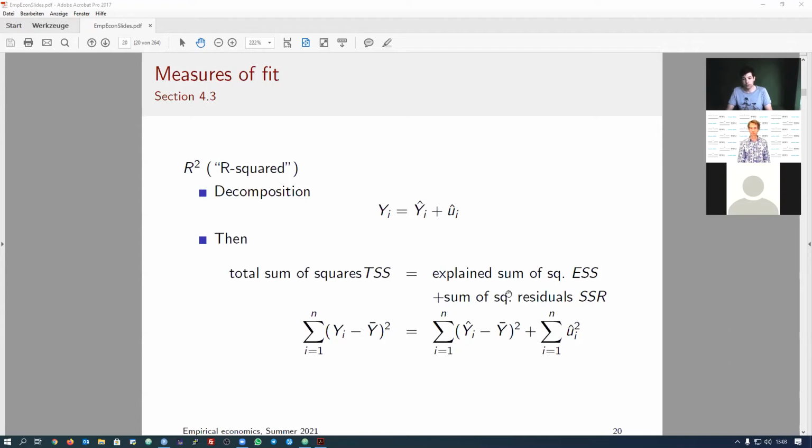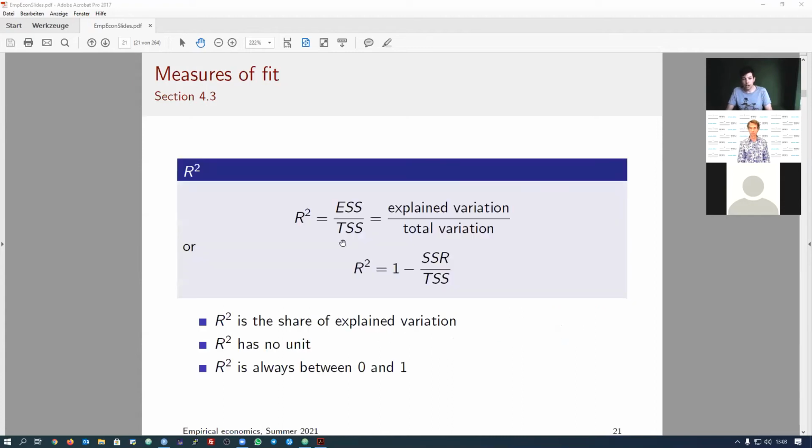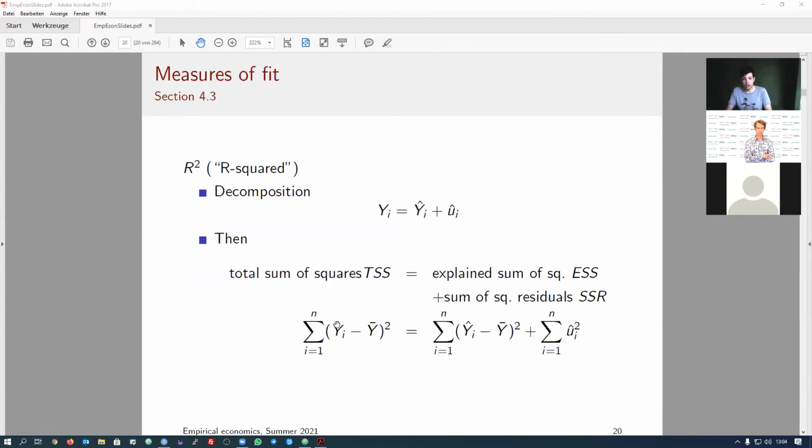Now we can take these three quantities and build the R squared as the fraction of explained variation. So how much variation can we explain of the total variation? That is ESS divided by TSS, or 1 minus the share of unexplained variation. As R squared is a fraction of numbers that are only positive, as we saw one slide back, because we square them, we only obtain positive values.